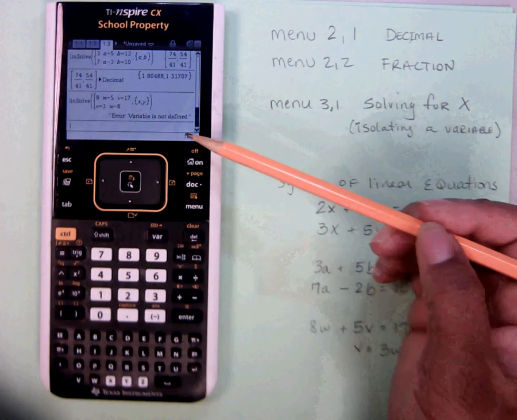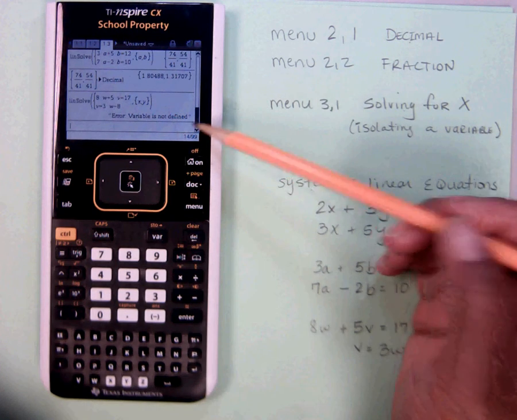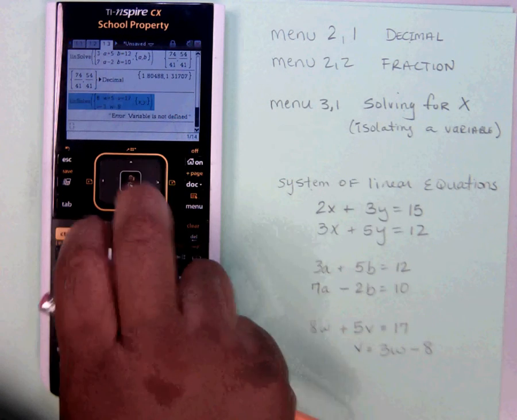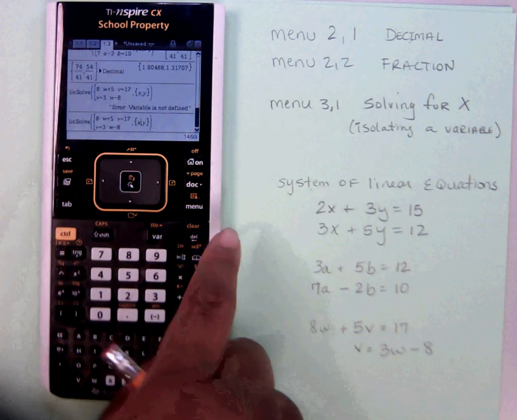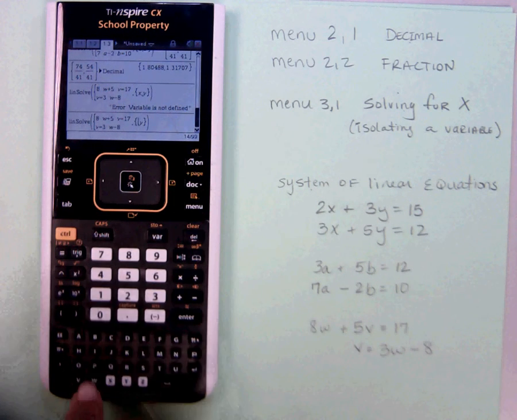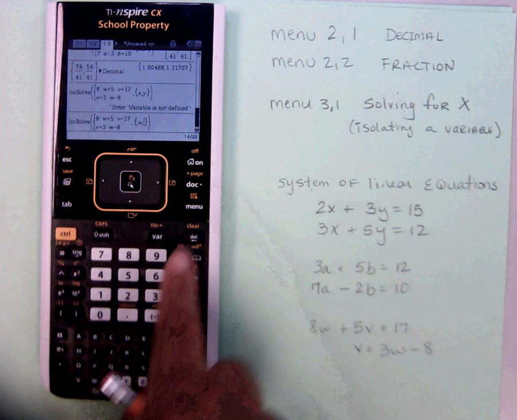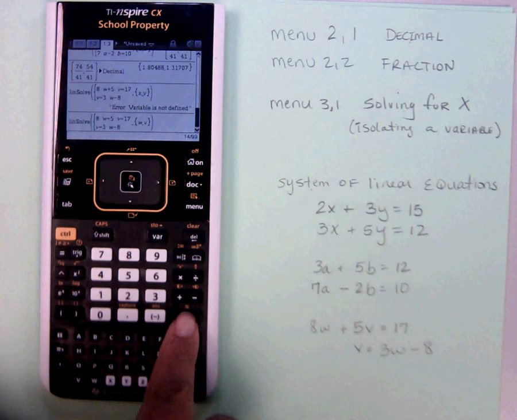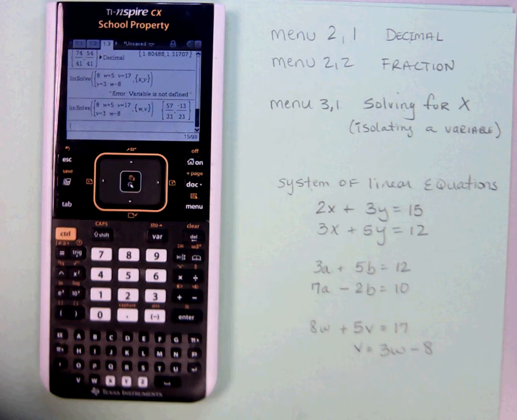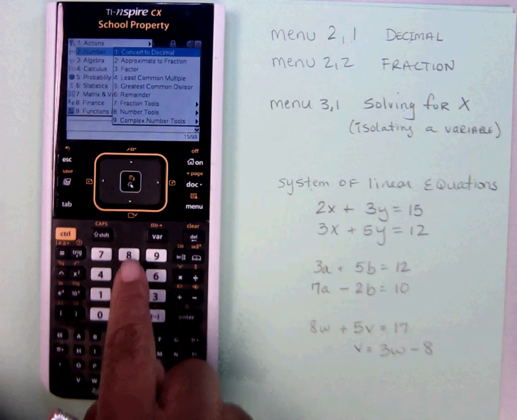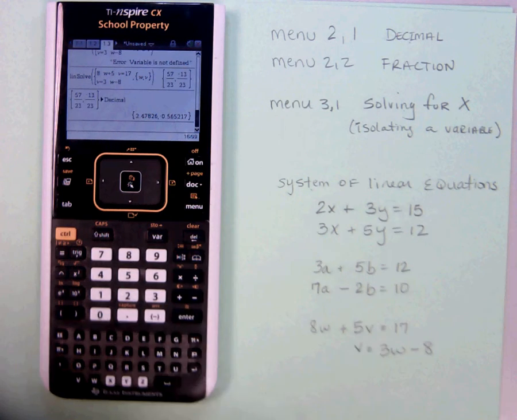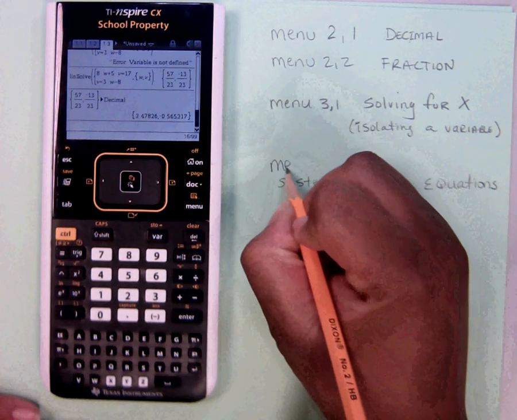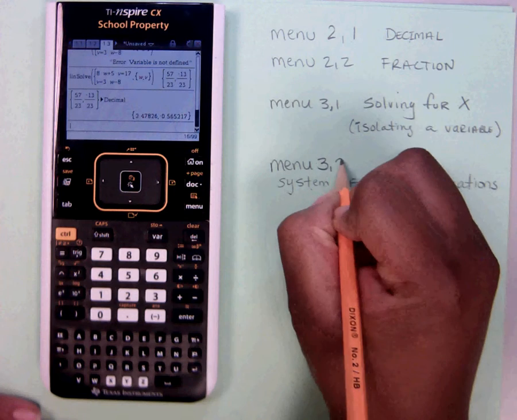Now you see how it looks like you need to start over? Well, if you go up and highlight it and press enter, it'll bring it down, and then you can correct it. You don't have to start all the way over. So w, v. And there are your answers. And if you want to make decimals, menu 2 1, you can. So that is menu 3 2.